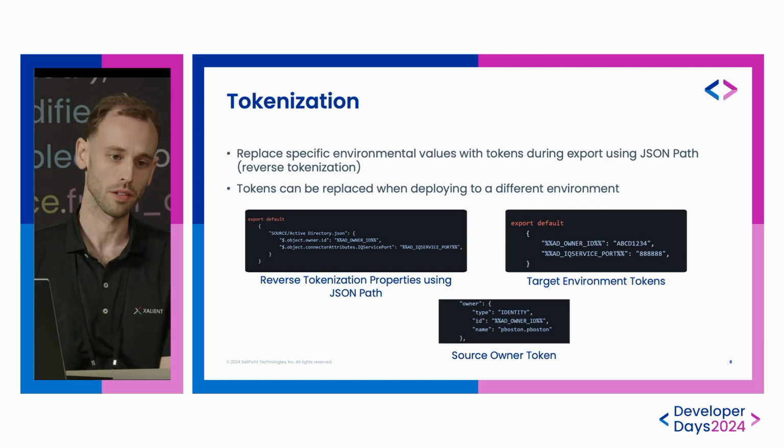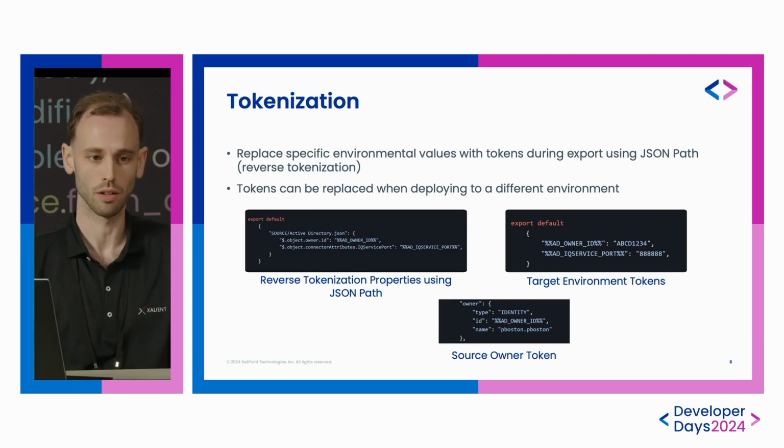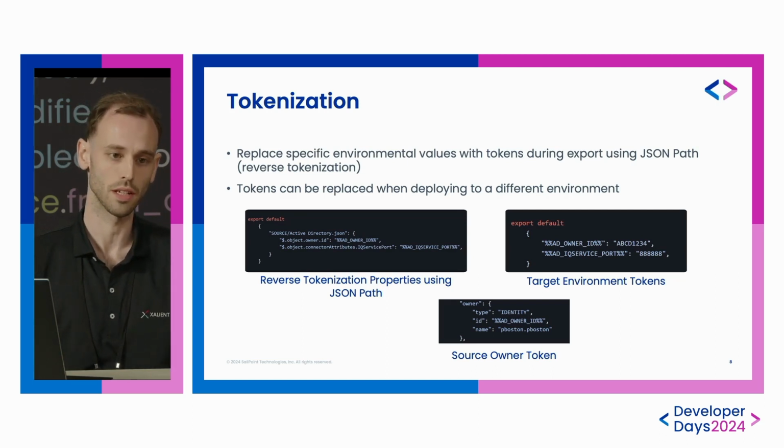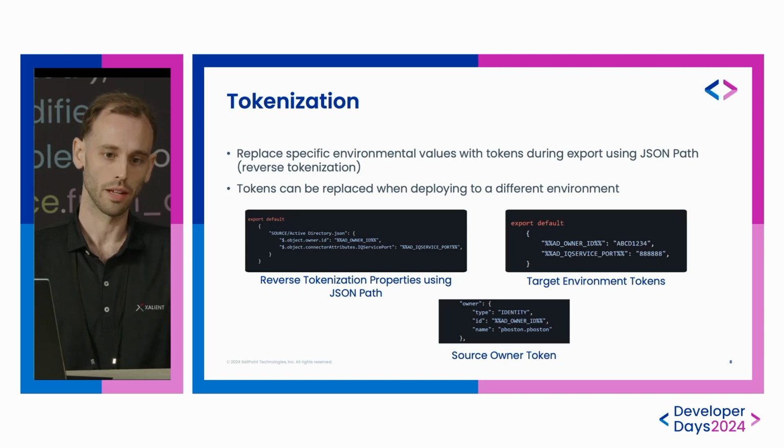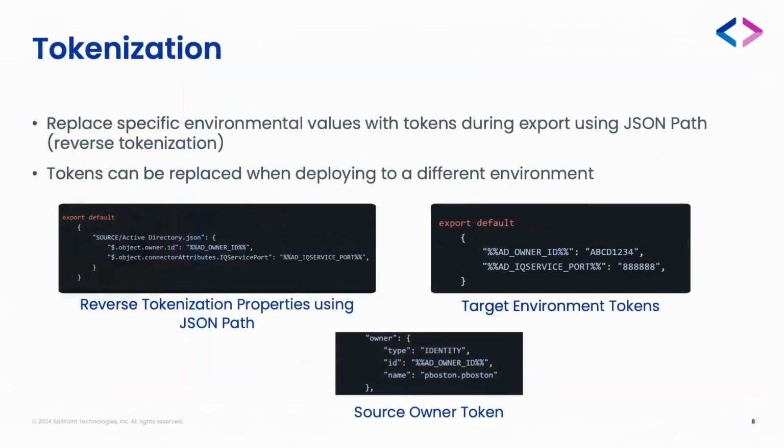Tokenization, I've been talking about this a lot, right? And we'll see this even more in the demo to give you a real idea. But again, the concept of tokenization is replacing specific environmental values with tokens during export using JSON path. So we're all very familiar with JSON path here. So again, this is another pattern that I wanted to use. You're using these things in workflows and other places throughout the tool.